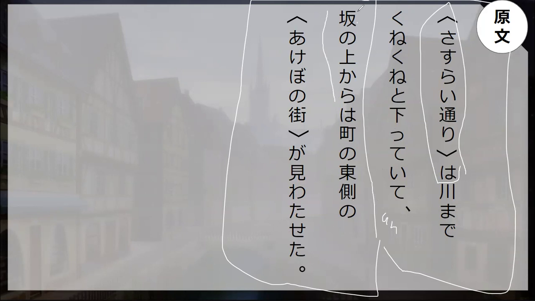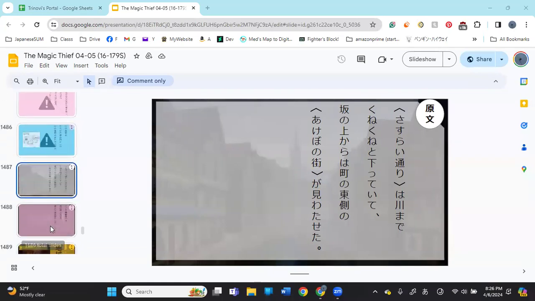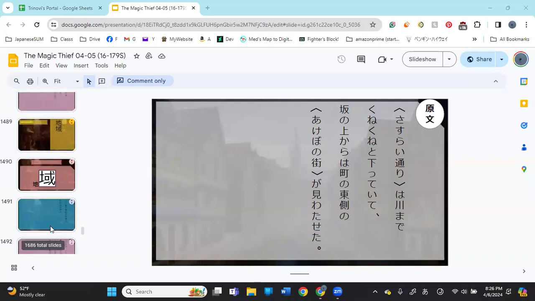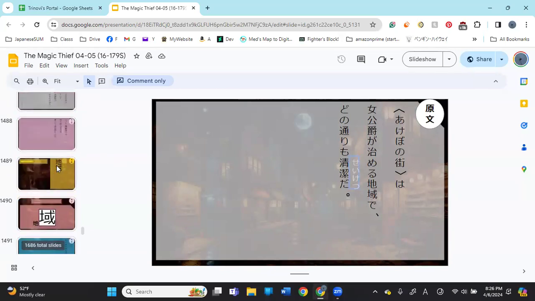From the slope, right? From the kara, from on top of the slope. From the top of the slope, on the slope, the town on the eastern side, that is the Dawn District, can be seen from across. Yes. You can look across over Akebonogai, the Dawn District, which is the city's eastern area, and you can see this when you're standing on top of the hill. That is totally correct. Perfect.